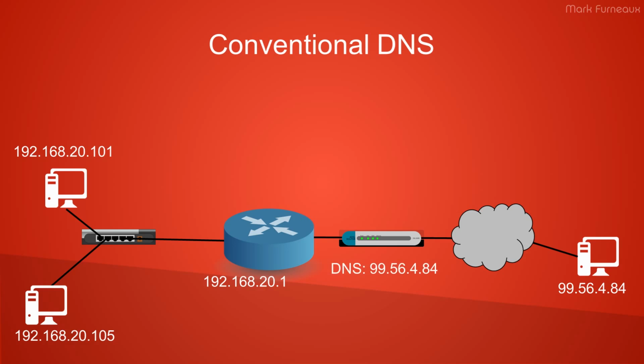Now, the modem knows the IP address of the DNS server, and it knows this because your internet service provider, your ISP, has told the modem through some means what that IP address is. So the modem knows the IP address of the DNS server, and the modem will use DHCP to propagate that IP address to your router. And your router will then use DHCP to propagate that address to the client devices.